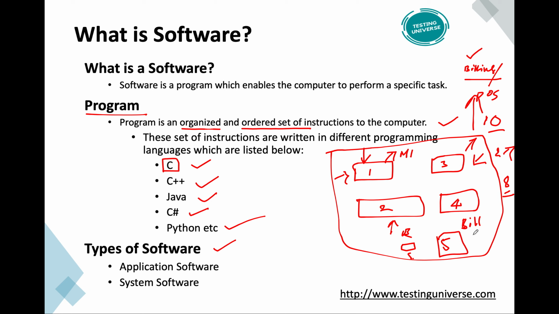So like this, they will write small pieces of code to perform some specific requirement, and then they will combine everything together to create a big software. There are different types of software. One is application software and another one is system software. Let's understand them in a little more detail. What is application software and what is system software?